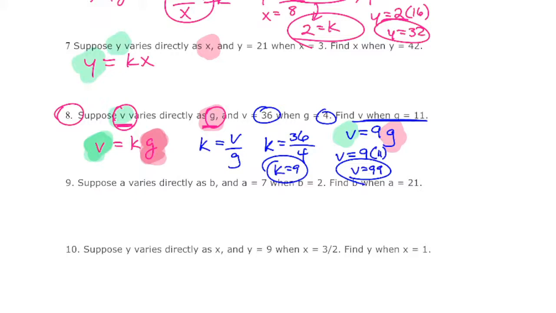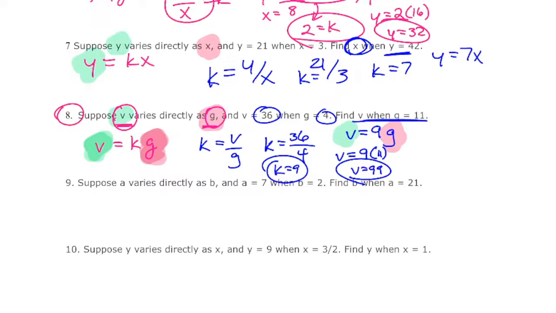For your first one, let's start with setting it up. Number 7, y equals... we need to find the k first, right? So let's get our k, and our k is going to be equal to y divided by x. Well, if y is 21 and x is 3, then k equals 21 divided by 3. Therefore, k equals 7. So our equation should be y equals 7x. Now let's find x when y is 42. No problem. 42 equals 7x. Divide both by 7, and you get x equals 6.